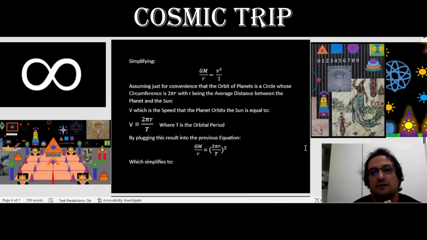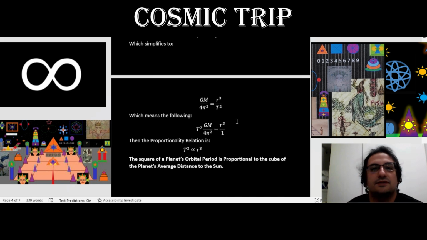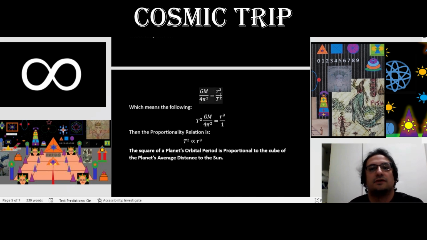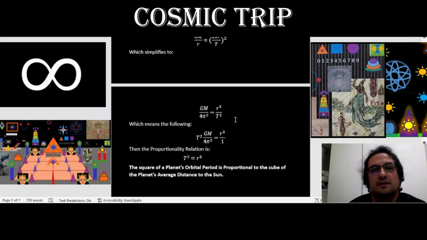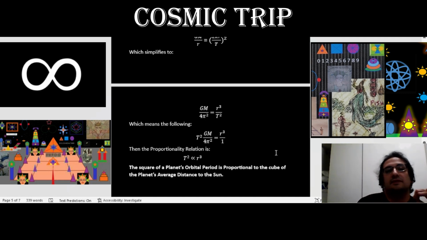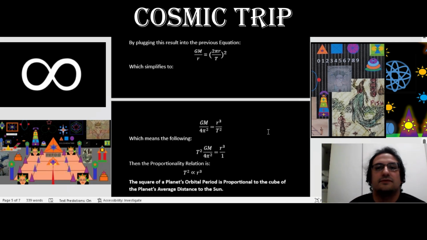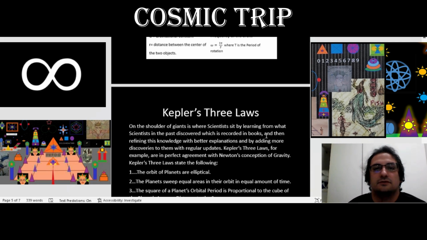By plugging this result into previous equations, we get this. You're plugging in 2 pi r over T inside the v, which is squared. This simplifies to G M over 4 pi squared times r cubed. Where did the r cubed come from? In this equation, this r becomes squared. When you multiply this r with this r, you get r cubed. And then you can bring the T squared to the left. So we know that the square of a planet's orbital period is proportional to the cube of its average distance from the Sun, which is Kepler's third law.